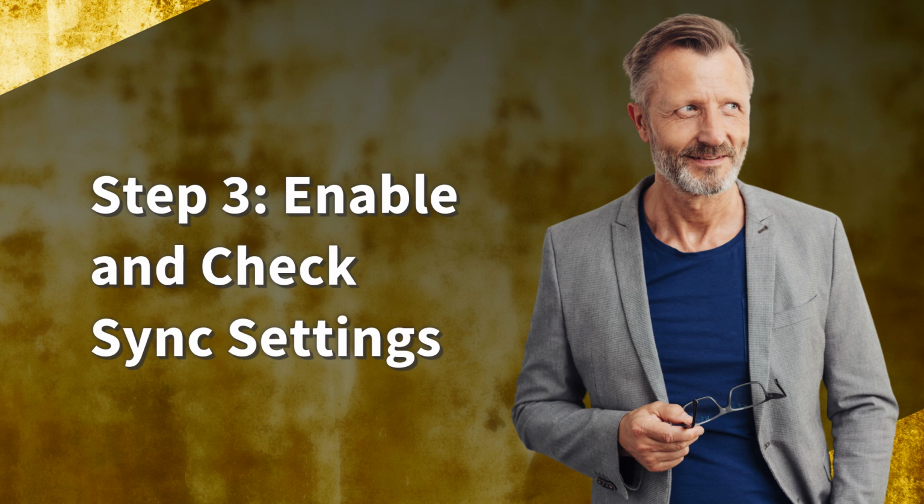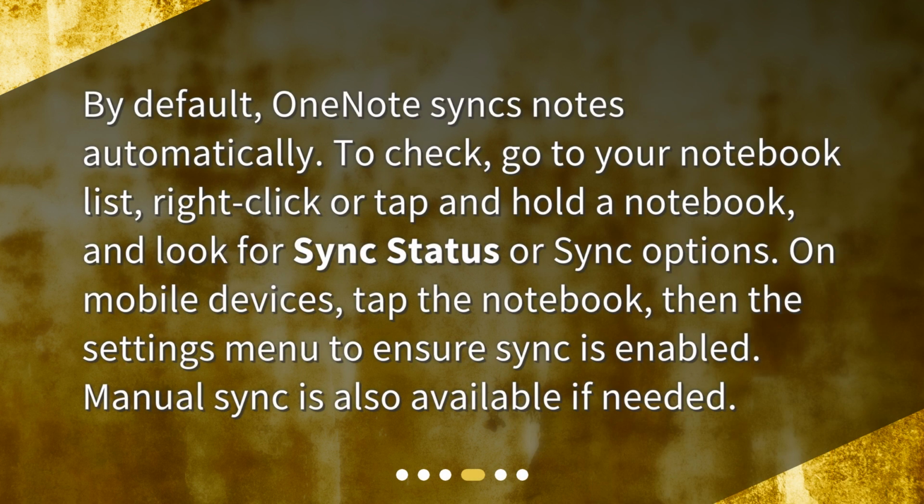Step 3. Enable and check sync settings. By default, OneNote syncs notes automatically. To check, go to your notebook list, right-click or tap and hold a notebook, and look for Sync Status or Sync Options. On mobile devices, tap the notebook, then the Settings menu to ensure sync is enabled. Manual sync is also available if needed.